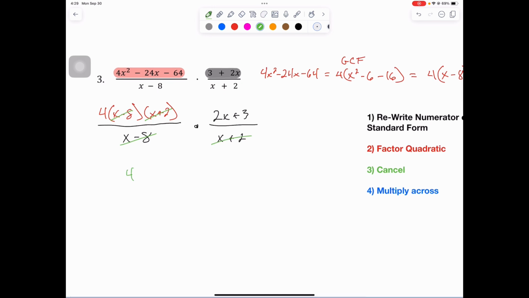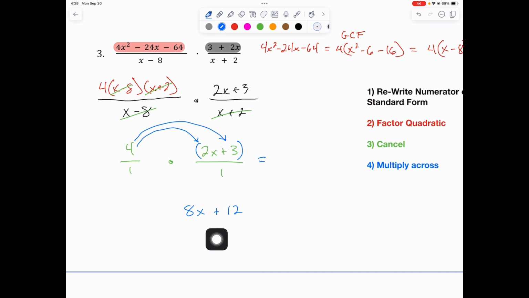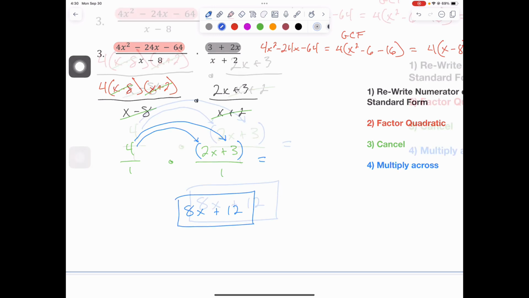All right, so technically this is giving us 4 over 1 times 2x plus 3 over 1. All right, and then we're just simply going to multiply across. I'm actually just going to put this in parentheses to show you. 4 times 2x is going to give us 8x. 4 times 3 is 12, so we'll do plus 12. And if we know that 1 times 1 is 1, we don't need to set it over 1. We can simply box our answer. I hope that we learned that from number 3.